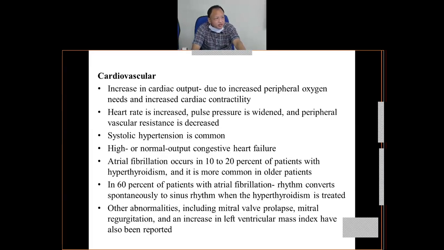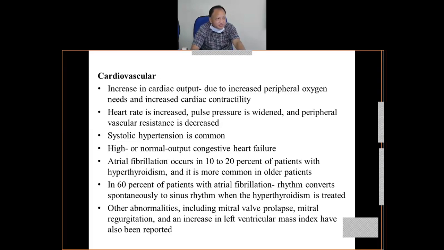Cardiovascular system manifestation: you can have an increase in cardiac output. This is due to increased peripheral oxygen needs and increased cardiac contractility. Because of increased metabolism, all tissues require oxygen. So there will be increased oxygen requirement, and because of that there will be increased cardiac contractility. It's just like when you're running, when you exercise. The tissues, especially the muscles, will require a large increase in oxygen consumption, so the heart will pump faster and quicker and stronger.